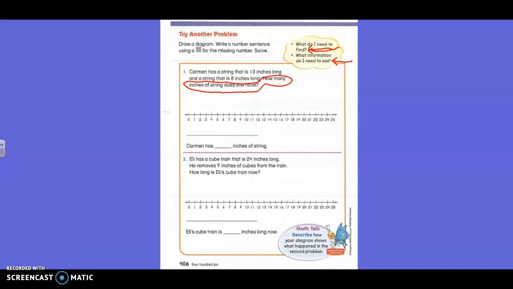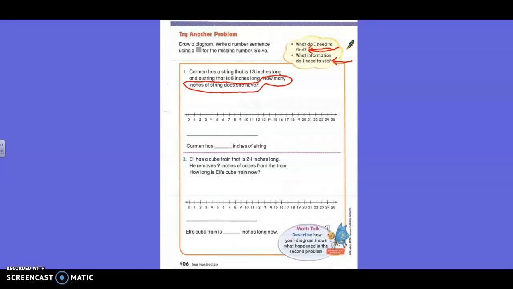I can't hear a single thing you're saying, but she has a string that's 13 inches long. What's the other thing we need to know? Grayson? How long is the... No. That was what we needed to find. I want the other information that we need to know to help us find how long she is. He said she has one string that's 13 inches. What's the other part of the information? She has another string that is 8 inches. She has a second string that is 8 inches.